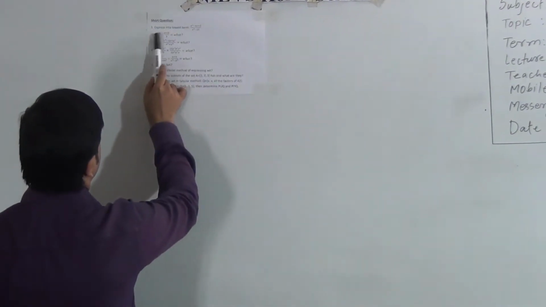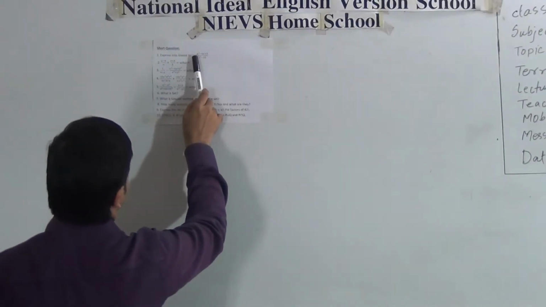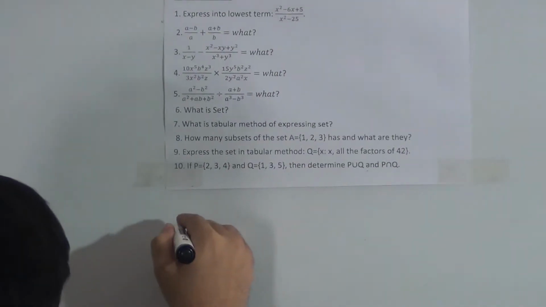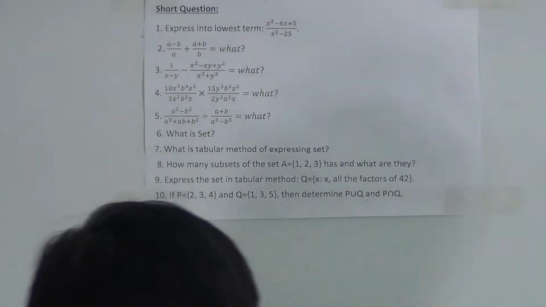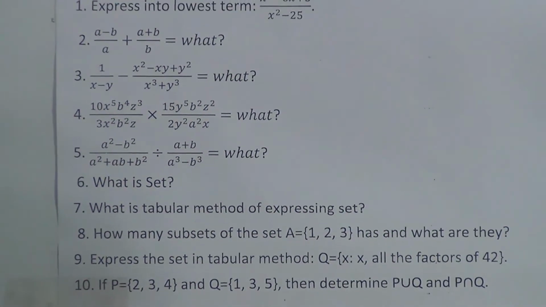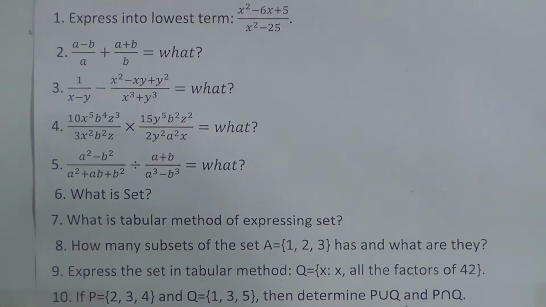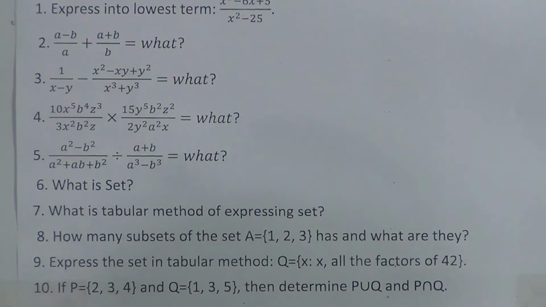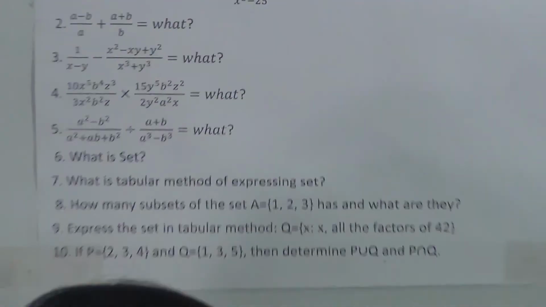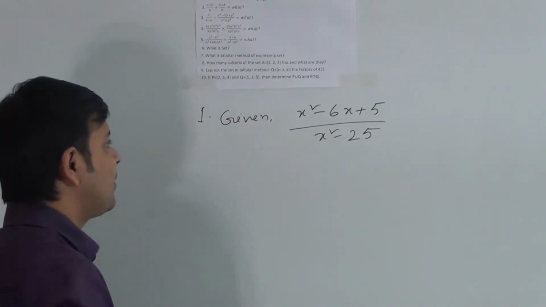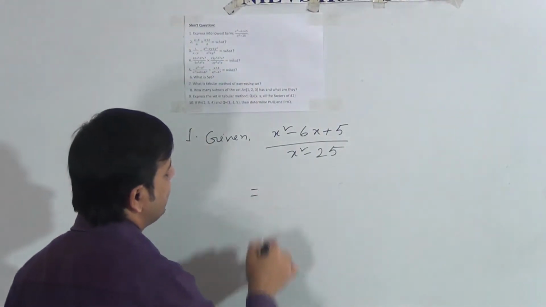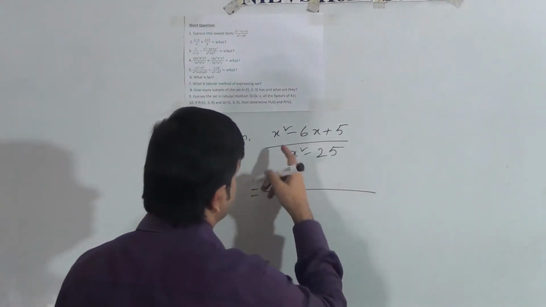Here, short question 1. Express into lowest term. It means that we have to express this fraction into lowest term. Dear students, you know how to express a fraction into lowest term. At first write the given fraction: x square minus 6x plus 5 over x square minus 25. To express a fraction into lowest term, at first you have to factorize the numerator and denominator of the fraction. So factorize the numerator here.